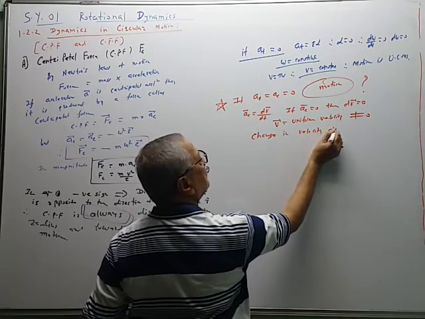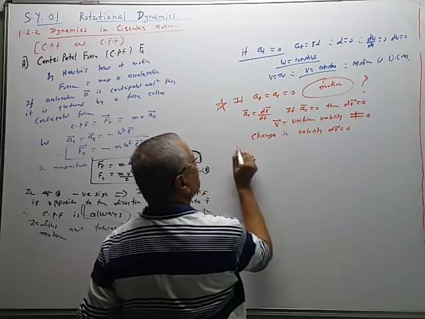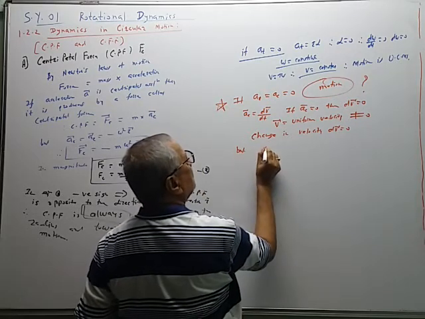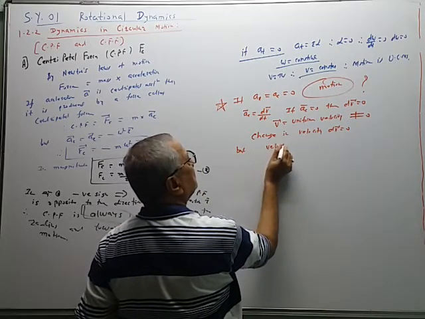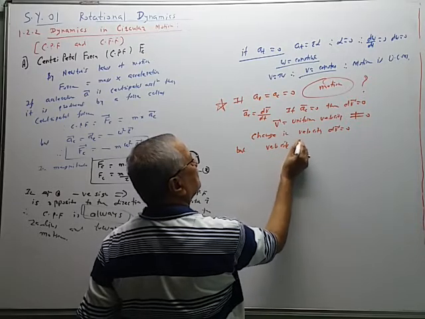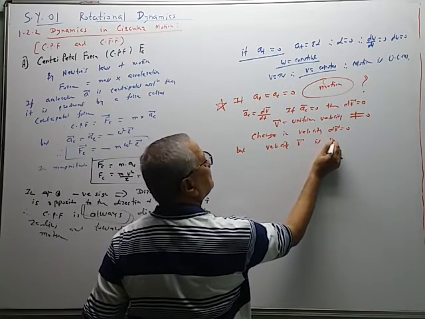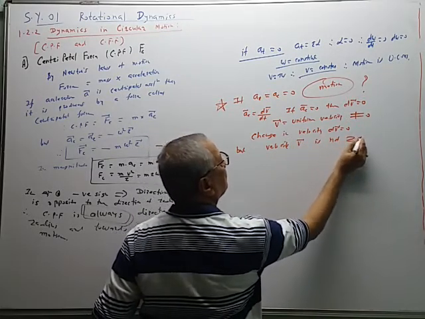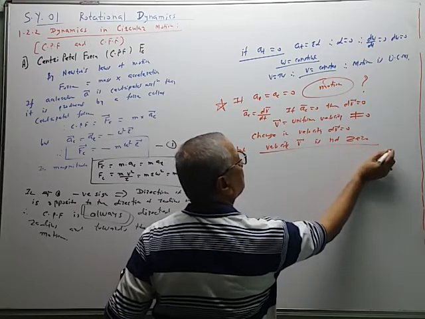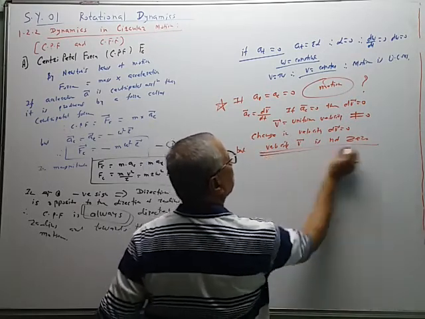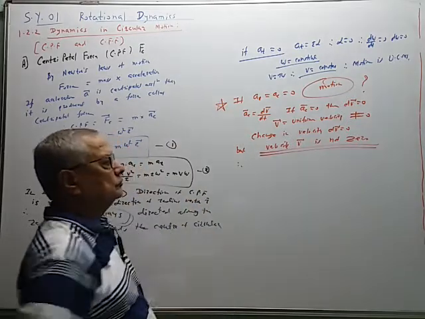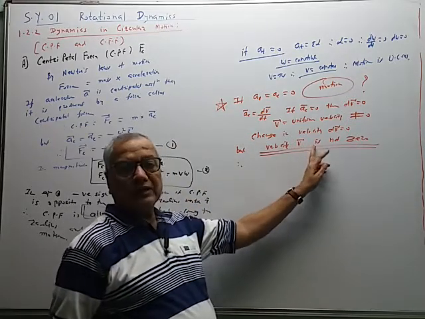Change in velocity dv is equal to 0, but velocity v is not 0. And therefore we know the direction of velocity.